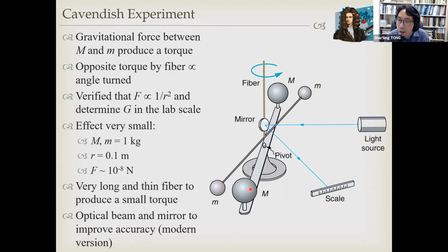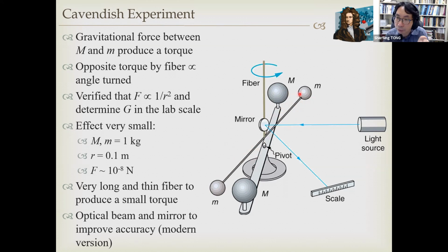We have two balls here with mass capital M. Now they are balanced on the pivot, fixed to the pivot. There is another pair of balls, each of mass small m, hung by a thin fiber. You have a thin fiber hanging these two balls, so the two balls can be rotated about this axis, about the fiber.